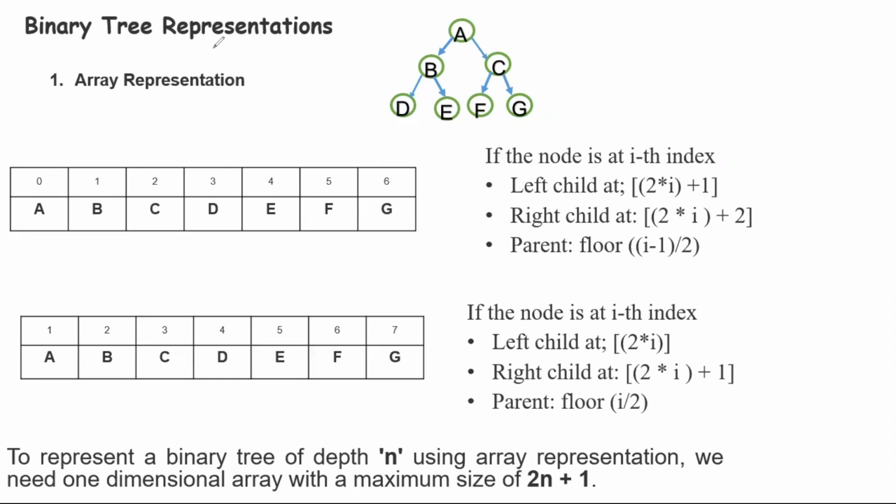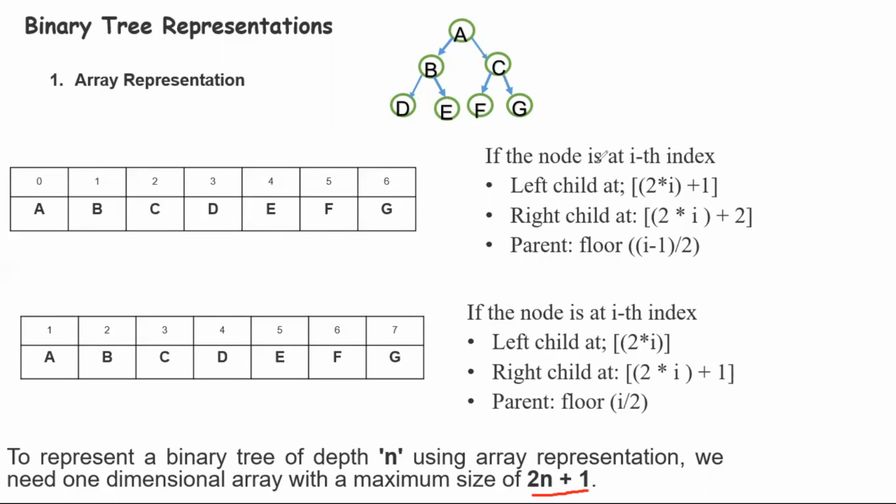Next, binary tree representation. First, array representation. We can represent a binary tree using a one-dimensional array of maximum size 2^(n+1) - 1, where n is the tree depth. For example, if we have this tree, we fill it A, B, C, D, E, F, G, H.